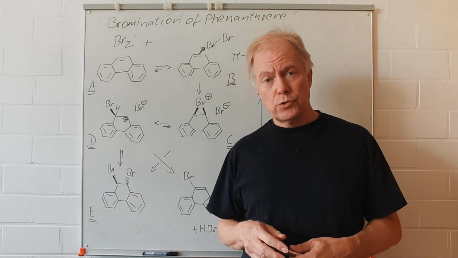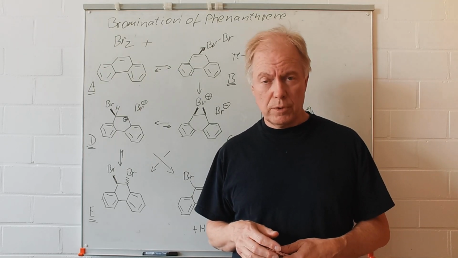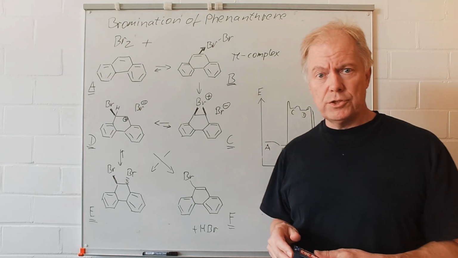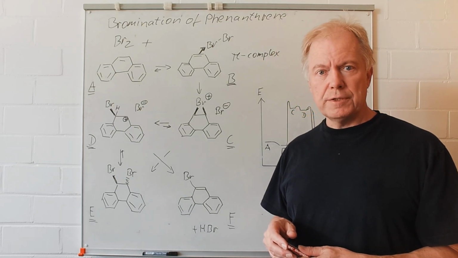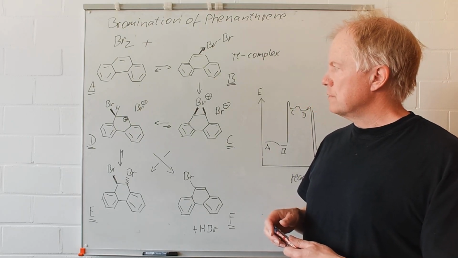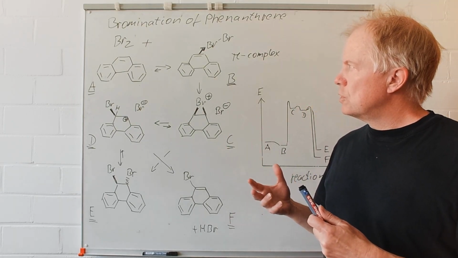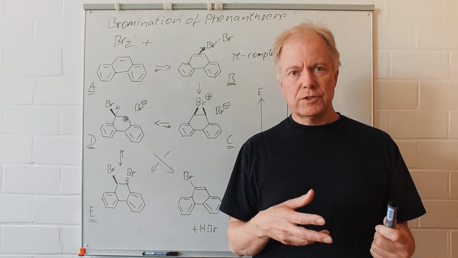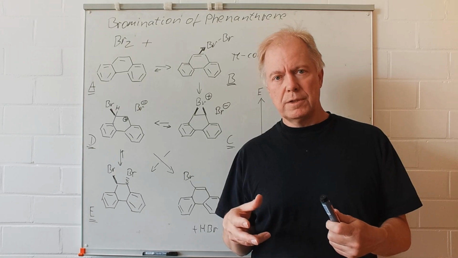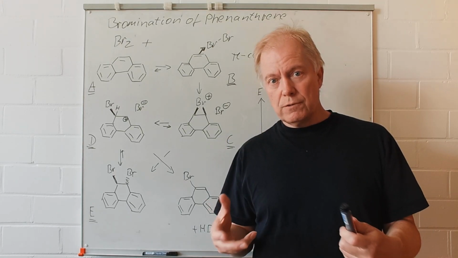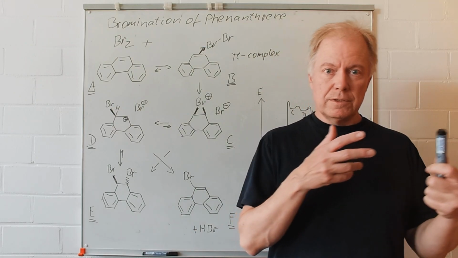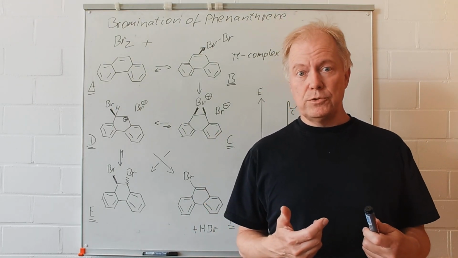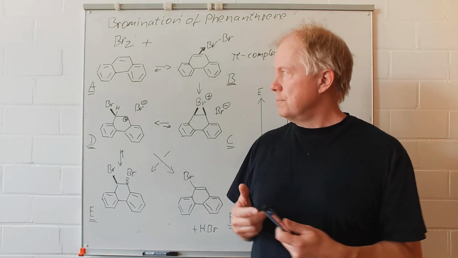In today's tutorial we will discuss the bromination of phenanthrene in detail. This bromination is especially interesting because the mechanism combines both aspects of the bromination of an olefin and aspects of the electrophilic substitution of an aromatic system.